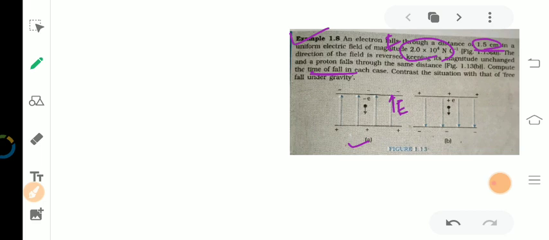In the second case, a proton is given. The proton falls through the same height, and the electric field is now reversed. So the electric field is downward as you see here. Then in this case also you have to find the time of fall, and then you have to compare this with fall under gravity. Okay, you will make a comparison. So let us see.